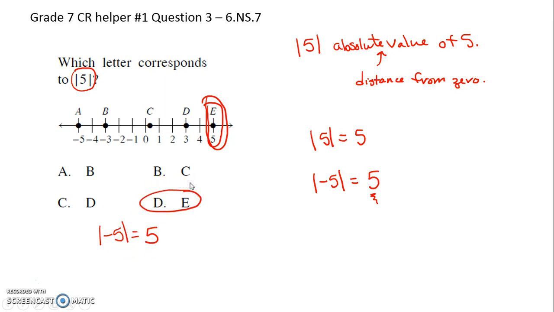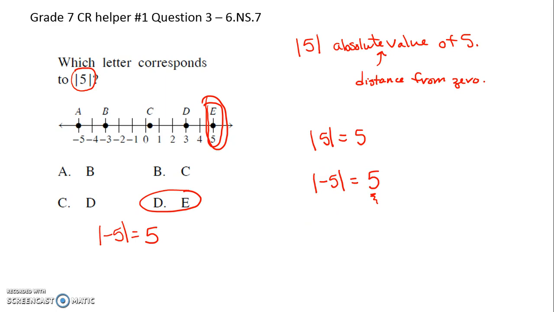I don't know if on your CR, maybe they have a negative inside the absolute values. Negative inside the absolute values, you're still looking for the distance from 0. So it's still a positive number of units from 0. Negative just means that you're to the left of 0.